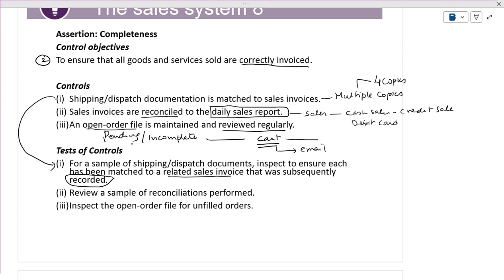If we are doing a sales report, what are we doing? We have to do the reconciliation. For us, review a sample of reconciliations, and inspect the open order file for any unfilled orders, any orders which are incomplete. Is it okay with you?